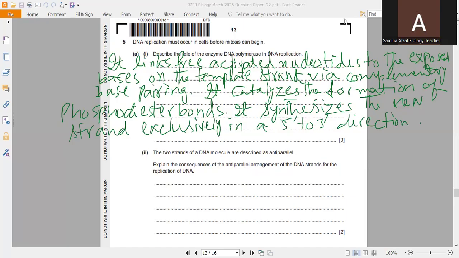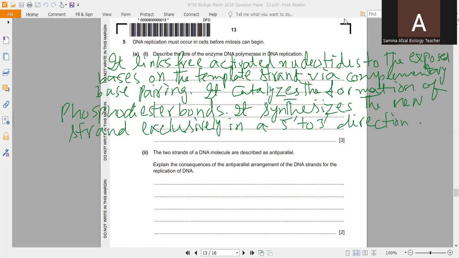So now the next question is, the two strands of a DNA molecule are described as anti-parallel. Explain the consequences of the anti-parallel arrangement of the DNA strands for the replication of DNA. You know that we always say that DNA molecules are described as anti-parallel. So DNA polymerase has an active site with a highly specific shape that is only complementary to the 3 end of the growing strand.